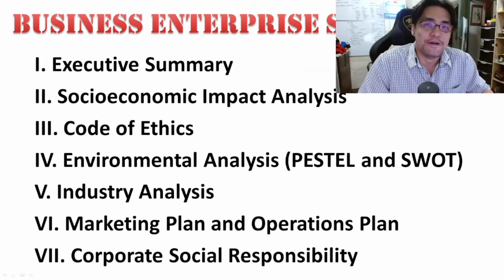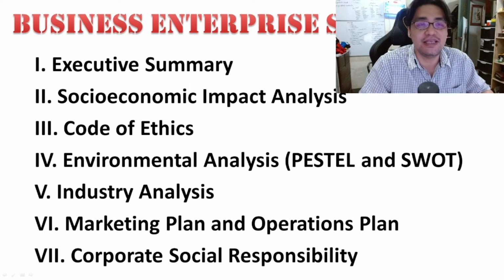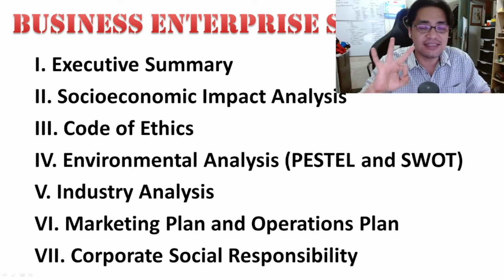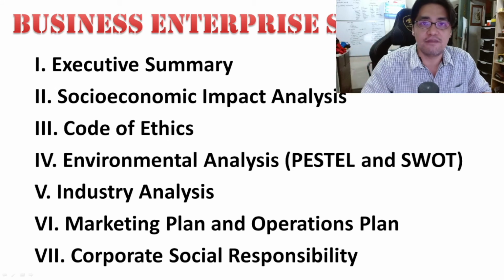So, spoiler, these are the parts of the business enterprise simulation feasibility study. First, you have the executive summary, the socio-economic impact analysis, code of ethics, environmental analysis. Then you have industry analysis, marketing plan and operations plan, and of course, the corporate social responsibility. The first 4 parts of the paper will be due during the midterm period, and the last 3 parts of the paper will be due during the final term of this semester.